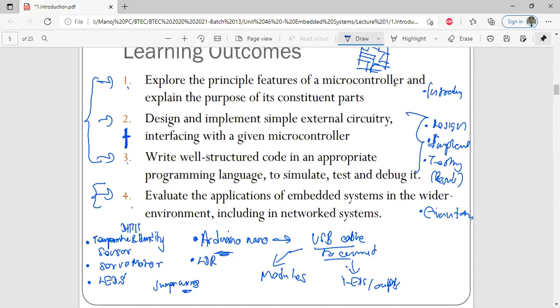I will try to separate it like this. Evaluate the applications of embedded systems in the wider environment, including in network systems. I will try to give it as a separate assignment. So learning outcome number 1, 2, and 3 will be together.